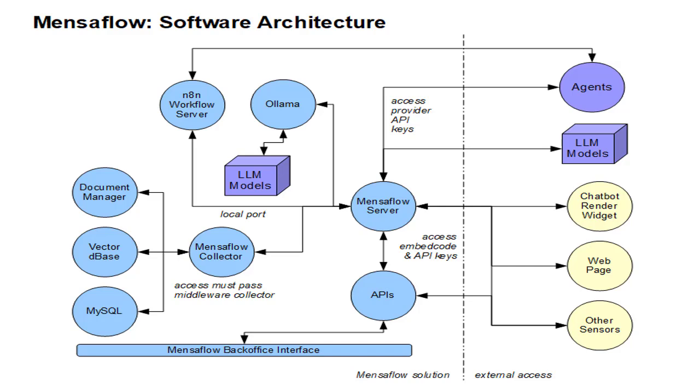So everything funnels through the Mensaflow server. You have to have access via embed codes and API keys, depending on what services you're trying to get. Of course, there are APIs involved. Through that, once behind the server, it all goes through local ports. So you have to pass through the server's security mechanisms to get to the local ports. All these other servers are running on local ports, like, for instance, the vector database, MySQL, and the document manager. You have to go through the Mensaflow collector, which provides that middleware security.